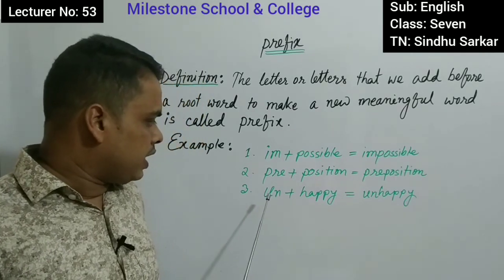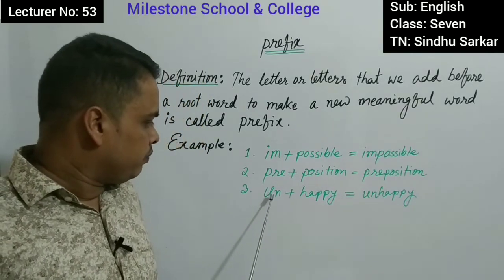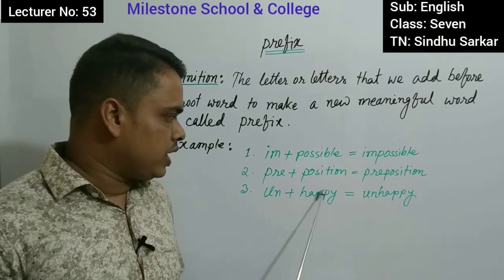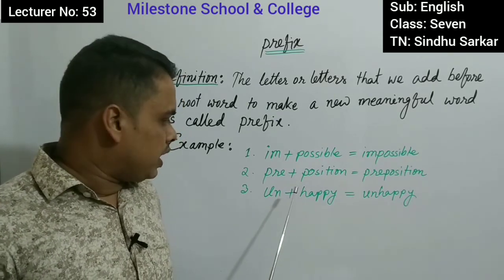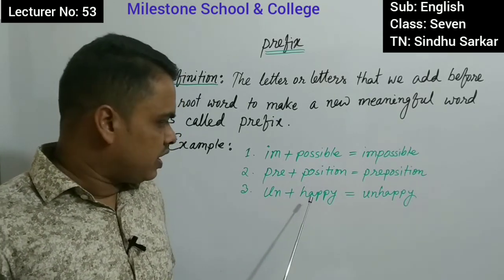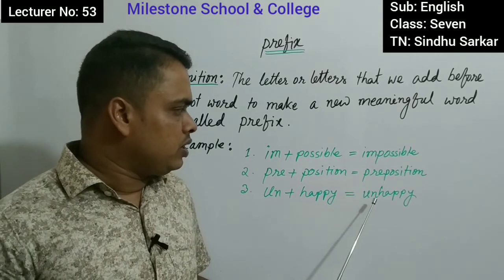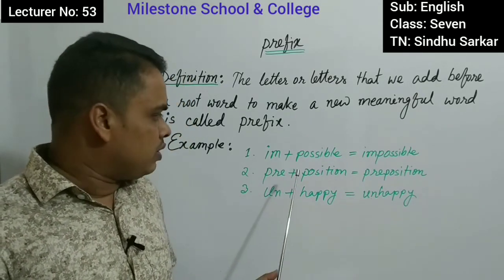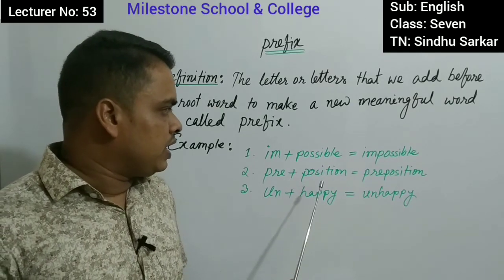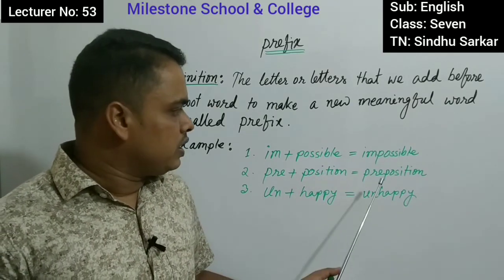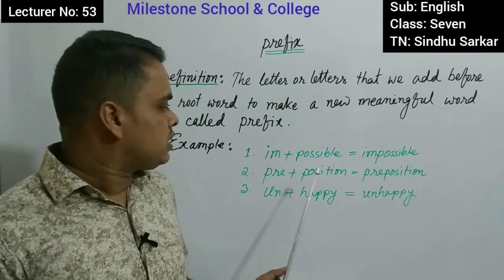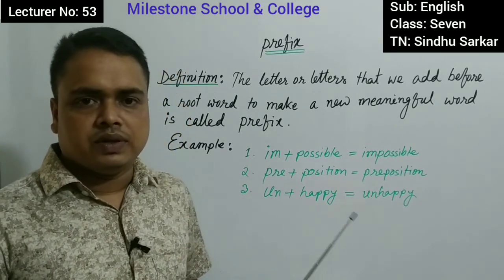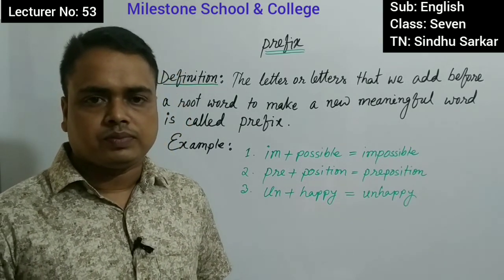Then again example number 3, un plus happy. Here the main word is happy, we are adding un with this happy, then we are making the new word unhappy. So these are the prefixes, and adding them with these words we are making these new words. So these are called prefix. I think you have understood.